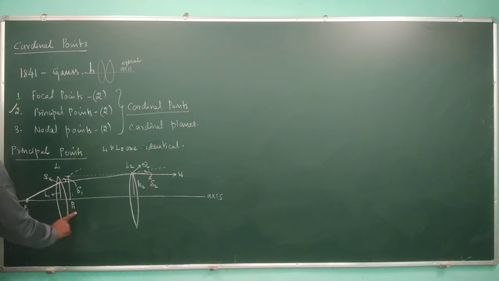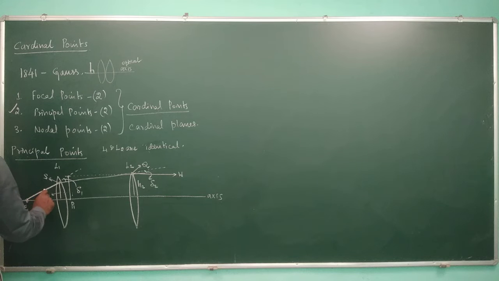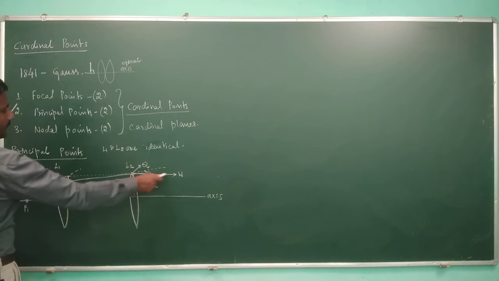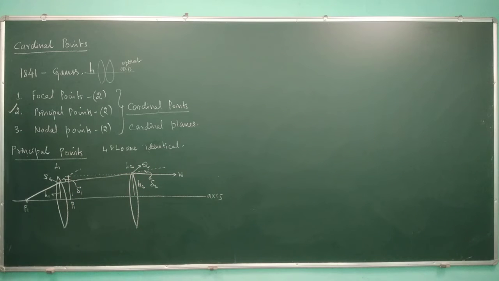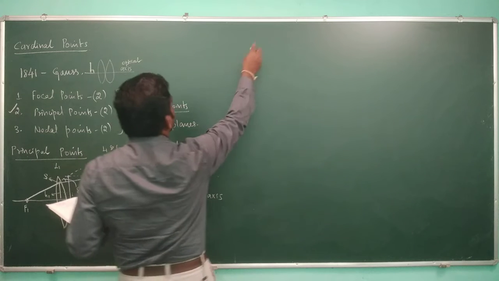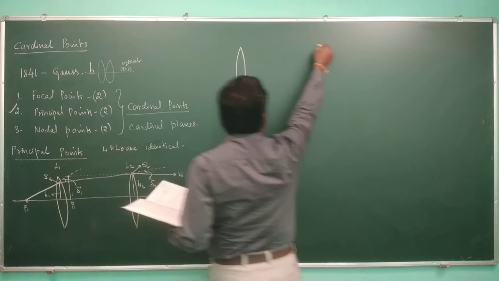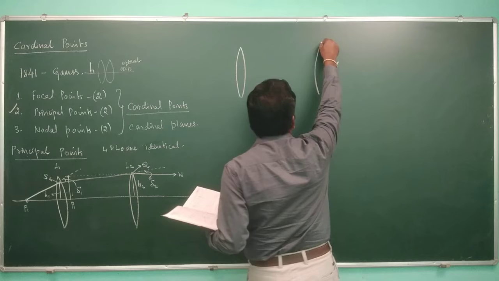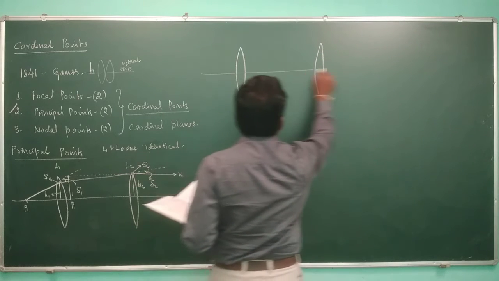So this point P1 is defined as the principal point. Simply, we have defined it by extending the unrefracted straight line of the first ray and the backward extension of the second refracted ray from the second lens. This point is the principal point 1. Now let us draw another diagram, which has a common optical axis.